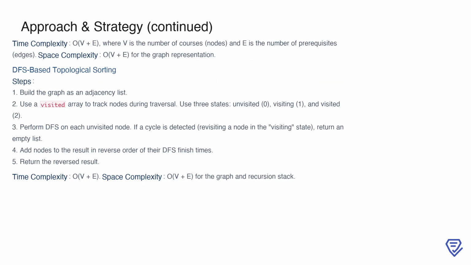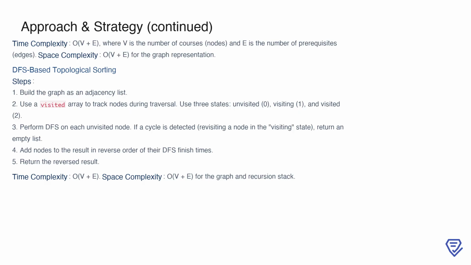Analyzing the efficiency, Kahn's algorithm has a time complexity of O(V + E), where V is the number of courses and E is the number of prerequisite relationships. This efficiency comes from the fact that each node and edge is processed exactly once. The space complexity is also O(V + E), primarily due to the adjacency list used to represent the graph and the queue for processing nodes.